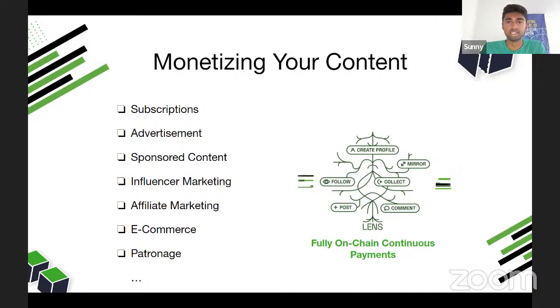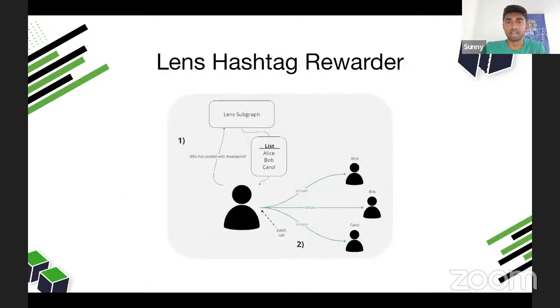And so we're going to see how we can build things with on-chain continuous payments and apply that to Web3 social during today's workshop. So what are we going to be building? Let's give a little teaser to that. We're going to be building something called the Lens hashtag rewarder today with Nader.